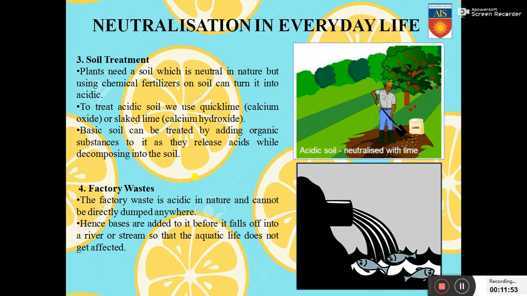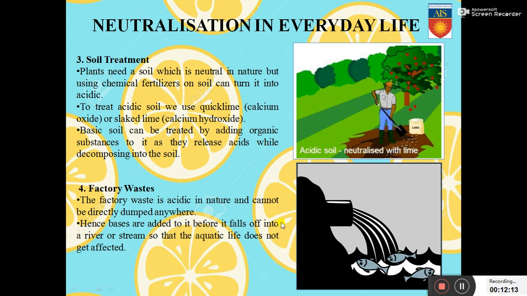and they cannot be dumped directly into the water because in the water many aquatic life, fishes as well as plants survive, and the acidic nature is not suitable for their survival. So, what happens? The factory waste is treated before it is dumped into the stream so that the aquatic life does not get affected.